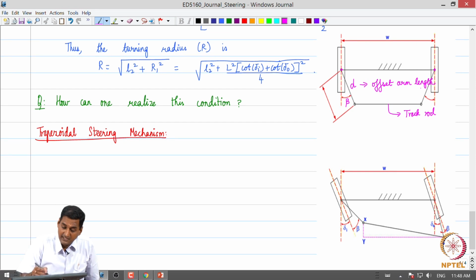So, if you look at this trapezoidal steering mechanism, the two main parameters are D and beta.